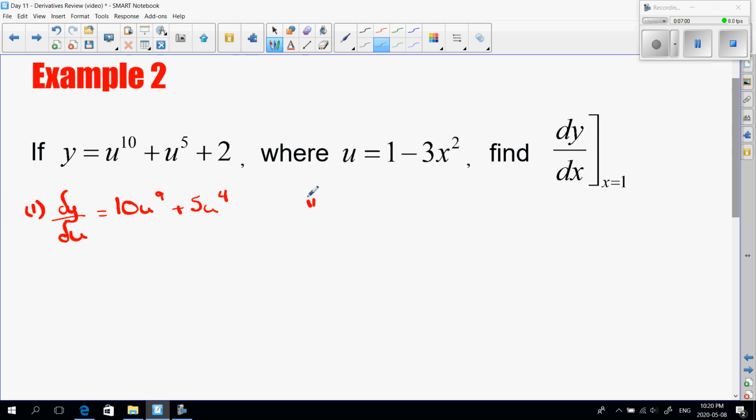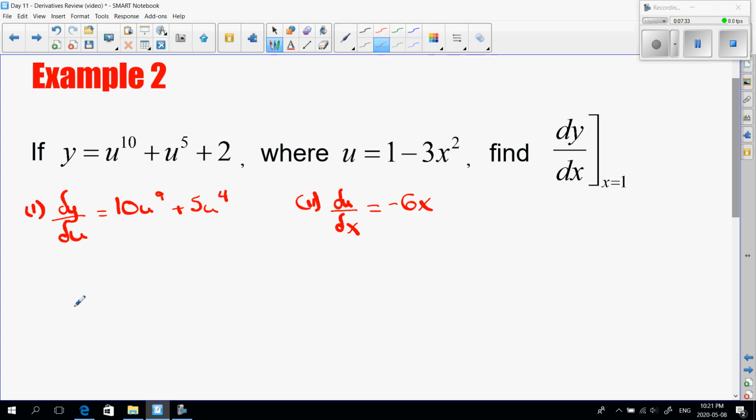Step 2, I'm going to find the derivative of u with respect to x. So I'm going to find the derivative of this second function. And using Leibniz notation, I'd call it du over dx. It's going to equal, well, the derivative of 1 would be 0. The derivative of negative 3x squared would be 2 times negative 3, negative 6, x to the first, 2 minus 1. So negative 6x is my derivative.